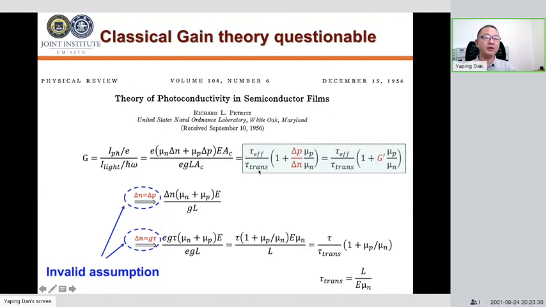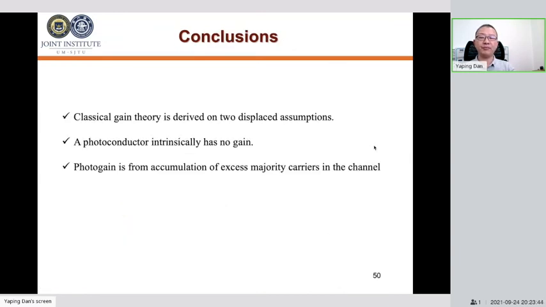So strictly speaking, we should have a gain equation following this expression, and the gain comes from this g prime, not from here. Okay, so as a conclusion, the classical gain theory is derived on two misplaced assumptions. After we correct the assumptions, we find a photoconductor intrinsically has no gain, or at least no high gain. Where does photogain come from? It comes from the accumulation of excess carriers inside the channel.